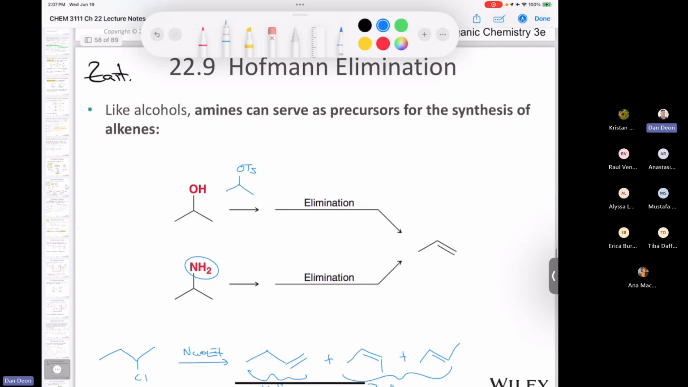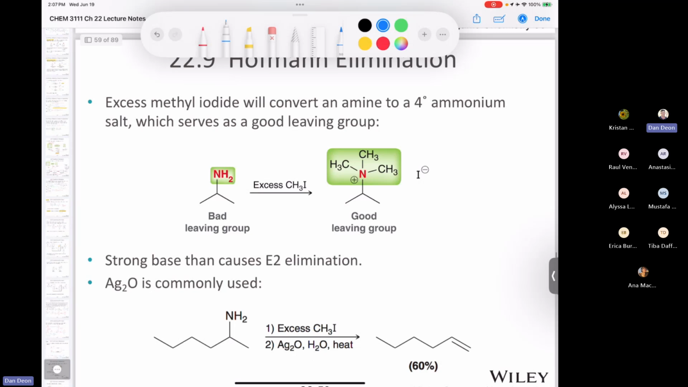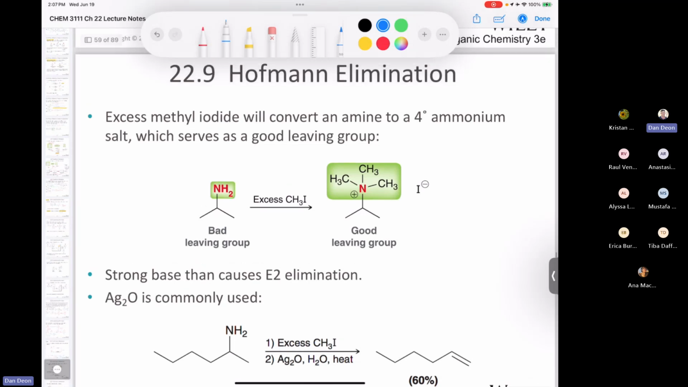And what we're going to see is that when we do the elimination, we preferentially get the Hoffman product, which is the less substituted alkene. And there's a good reason why that happens. Okay, so you remember that whole thing of exhaustive alkylation? So I'll just write exhaustive so I don't get too tired. Anyhow, so the exhaustive alkylation.